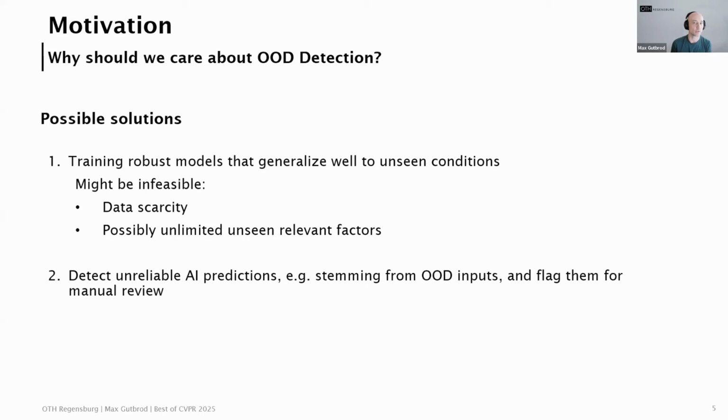Another way to solve this is to detect if an AI prediction is unreliable. And for instance, in the case of an OOD input, then we can flag these inputs for manual review. And we think, especially in the medical field, we see this as a valid option because AI tools should not be used without oversight anyway. So the clinician is there and can just take over control.